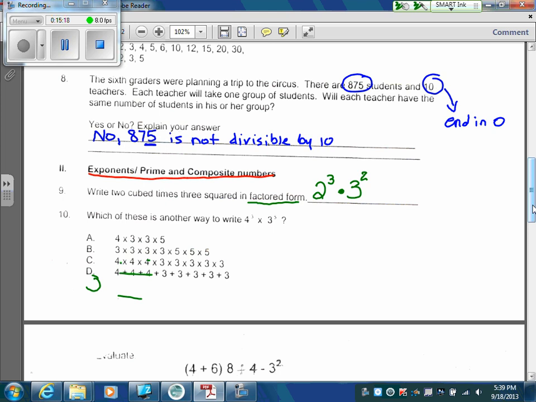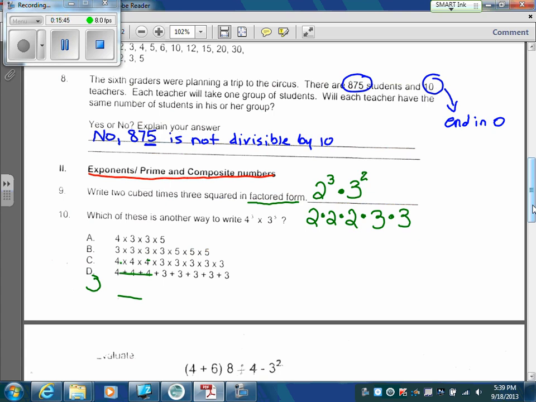2 cubed, remember 2 is my base, it's what I see. 3 is telling me how many times I see it. So that's 2 times 2 times 2. Times 3 squared. 3 is my base, it's the number I see. 2 is how many times I see it. So that is 2 times 2 times 2 times 3 times 3 in factored form.